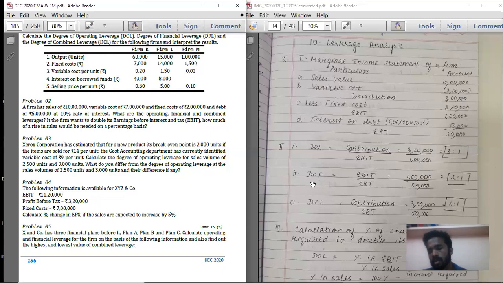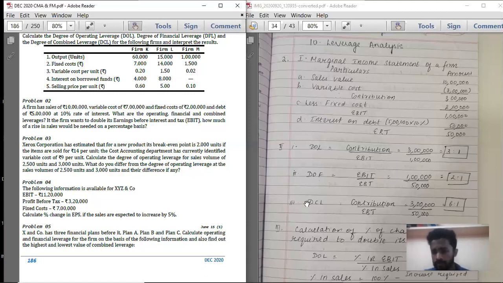Below that, point number 2, degree of financial leverage, that is DFL. What is the formula? EBIT divided by EBT, because the financial part is this interest on debt. So interest on debt only deals with DFL, so the above and below values should be divided. In the same way, in operating leverage, fixed cost plays an important role. To understand the concept I'm telling this, but you should remember the formulas. DFL, EBIT divided by EBT: EBIT is 1 lakh, EBT is 50,000. So 1 lakh divided by 50,000 is equal to 2:1.